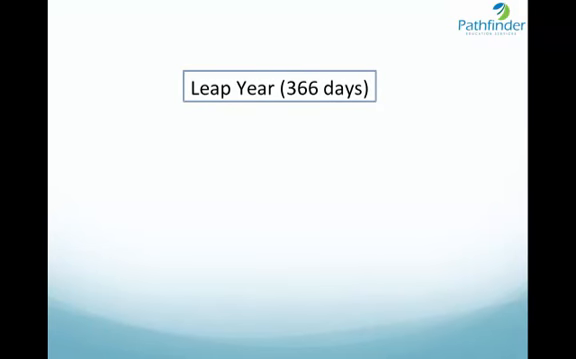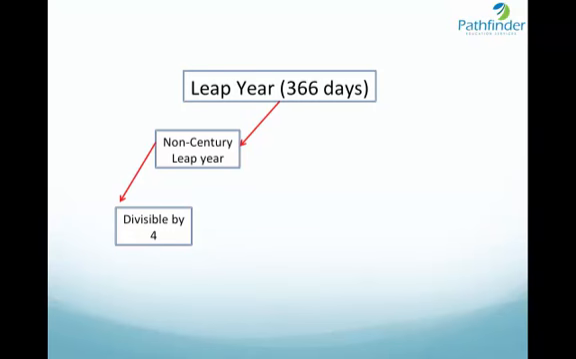So when we talk of a leap year, which of the years are considered leap years? Everybody knows that if it is a non-centurion year, that means if the year does not end in two zeros, then leap years are all the years that are divisible by 4. So non-centurion leap years are all those years which are divisible by 4. For example, 1976, 1996, 1984, etc.